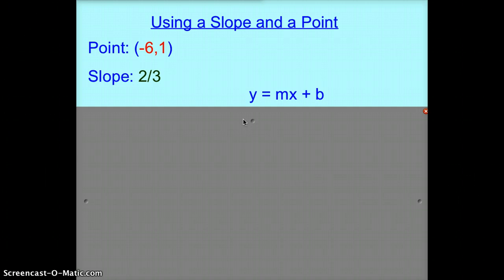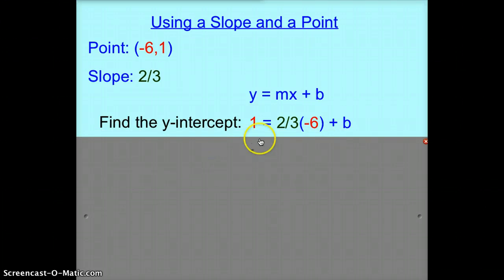Like we said earlier, we need to know what the slope is and we need to know the y-intercept. Right now we know what the slope is, so we can fill that slope in for m. But we don't know what the y-intercept is. In order for us to find the y-intercept, we're going to use the point that we were given. So -6 is your x value and 1 is your y value. We're going to fill in everything we know. Y is 1, m is 2/3, and x is -6. When we fill all this in, we're left with just b as our variable, so we can solve the equation for b to figure out the y-intercept.